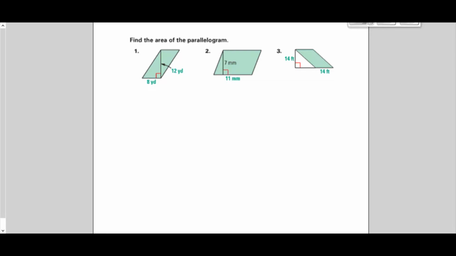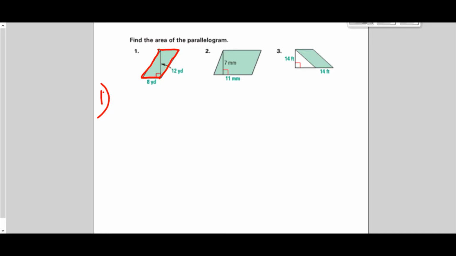So here's a couple more practice problems. I'll do the first one, and then I'll let you try the next two. So in number 1, in this parallelogram, I'm going to outline where the parallelogram is at. It's right here. So the parallelogram is in red.